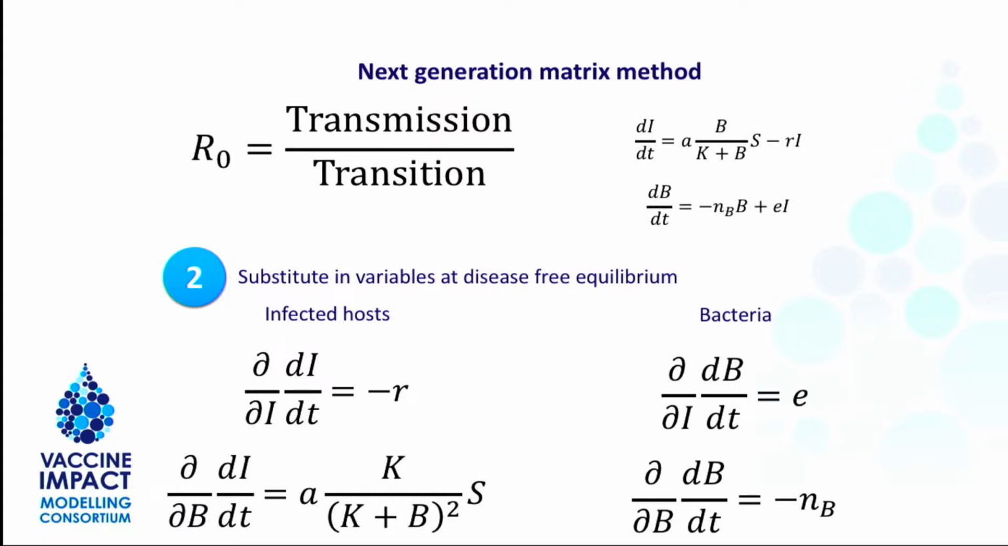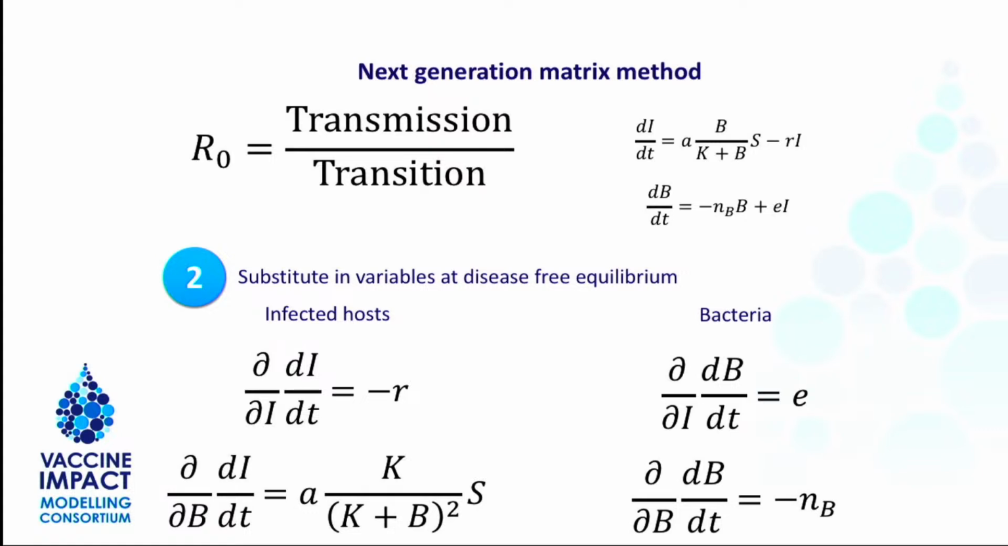So that was step 1, doing the differentiation. So how do these infectious compartments change if we change either I or B? Step 2, we substitute the variables in at disease-free equilibrium. So why are we doing that? Well, if we go back to the definition of R0, it's the expected number of secondary infections in a completely susceptible population.